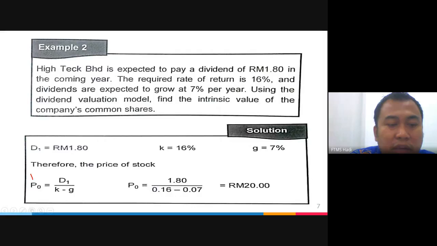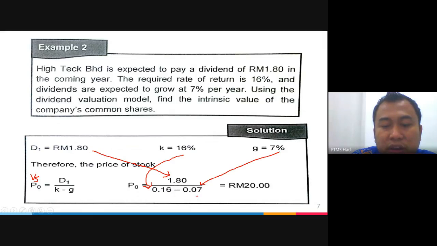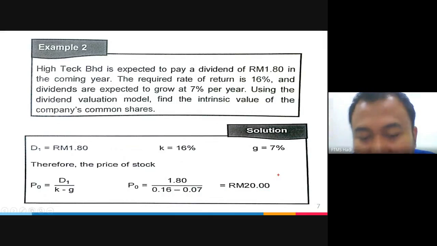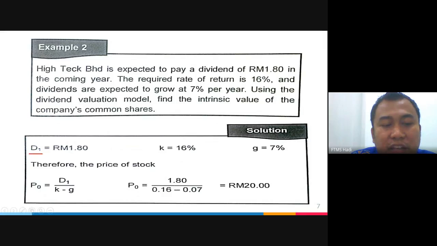Remember, P0 is also known as Vs. Vs is equal to D1 divided by K minus G. You just put in the figure 1.80, and then 0.16. Remember, you need to divide by 100: 16% divided by 100 is 0.16, and 7% divided by 100 becomes 0.07. Remember, in mathematics you need to resolve this first, that means 0.09. RM1.80 divided by 0.09, you will get 20 ringgit. That is a question that relates to D1.